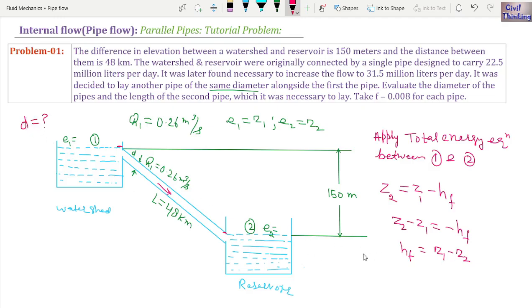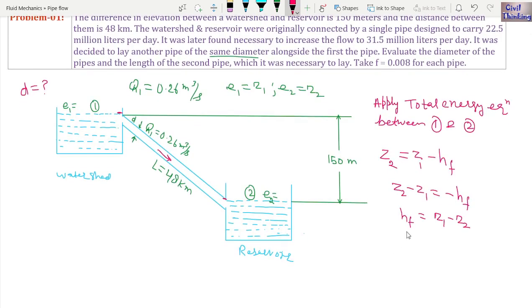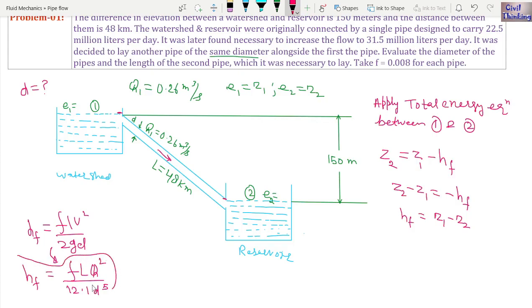the diameter. We know the equation of head loss. Let me write. We know head loss due to friction is FLV square divided by 2gD, right? But we also know we have reduced this to the discharge form like this. Head loss due to friction is FLQ square divided by 12.1 d5, okay? It is the same. When you just change the velocity to Q, it is going to be like this. This is really a simplified formula, okay? And it is really important.